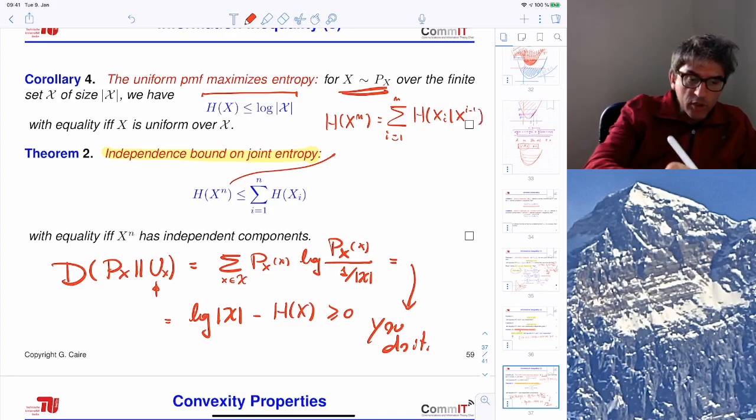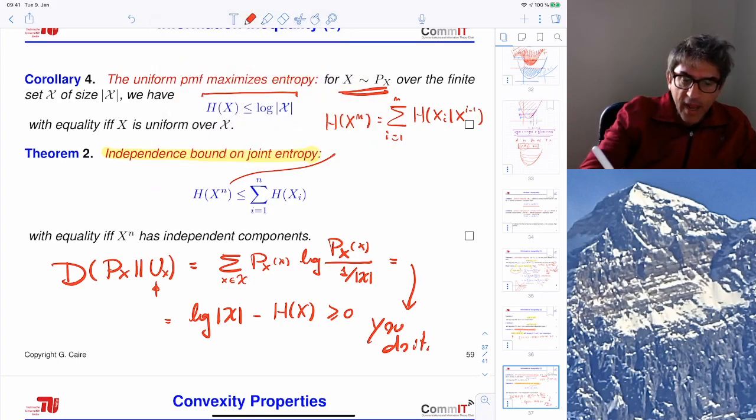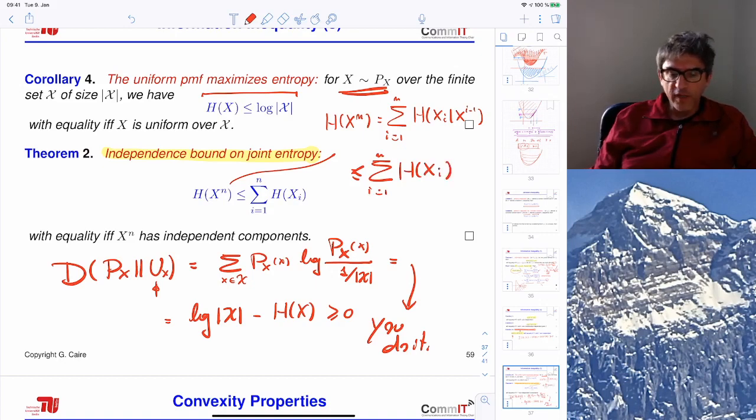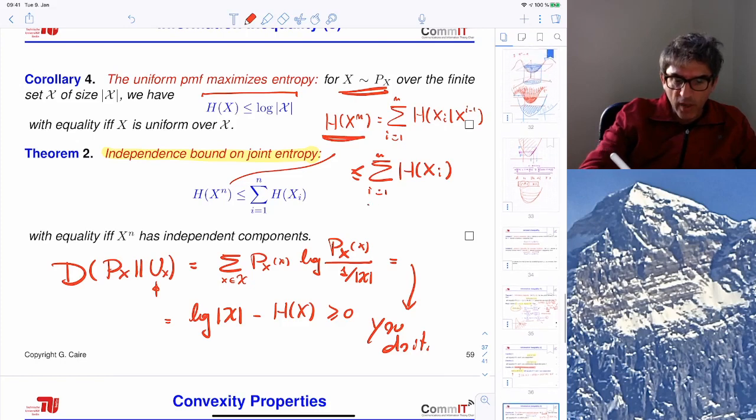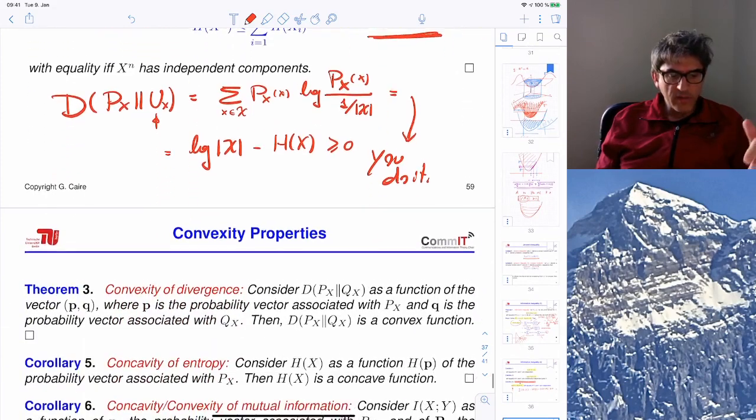But we know that conditioning reduces entropy. So what happens if I eliminate this conditioning? If I eliminate the conditioning, I increase each term in the sum. So this will become less than or equal to, because I'm increasing each of these terms, the sum of simply the unconditional entropies of the elements. So we see that the joint entropy is always less than or equal to the sum of the individual entropies, which is these inequalities in this theorem.